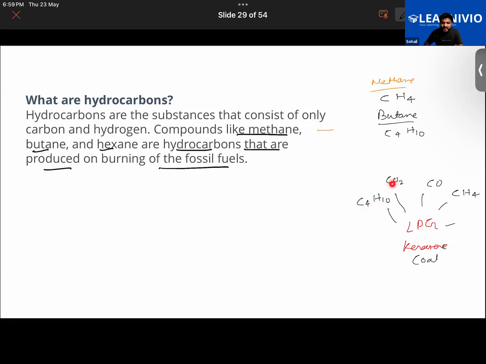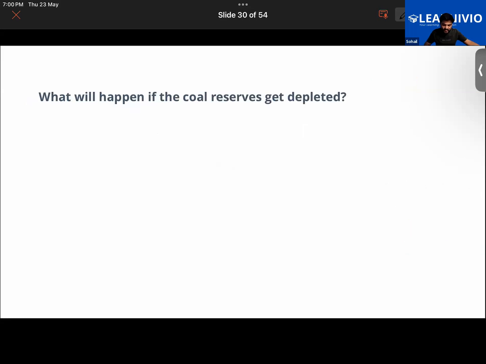So you guys tell me, will carbon dioxide or carbon monoxide, will we call them hydrocarbons? Do we say that carbon dioxide and carbon monoxide are hydrocarbons? No, sir. No, because the definition itself says that a compound will be made up of hydrogen and carbon only. So that is the thing about hydrocarbons.